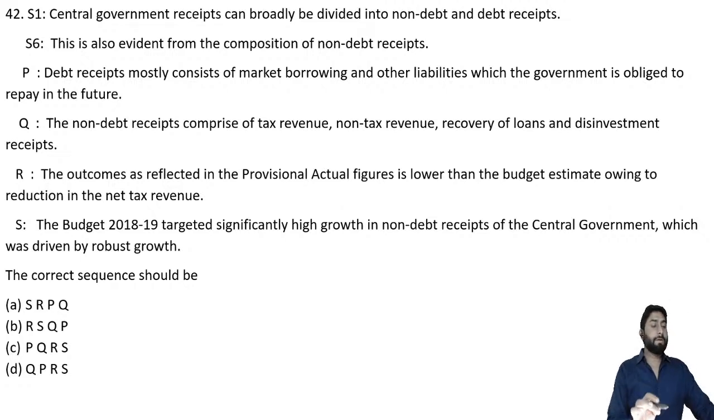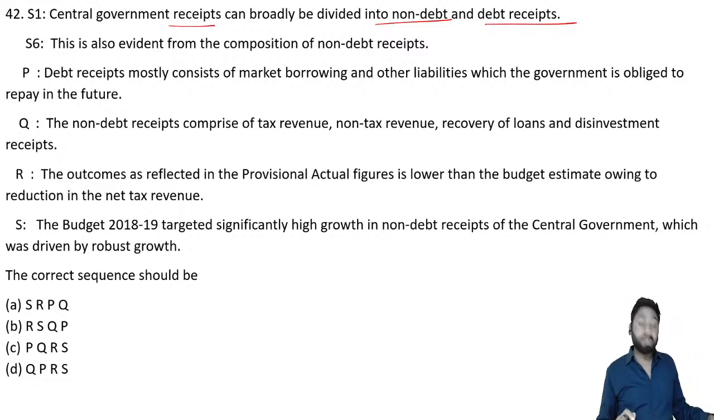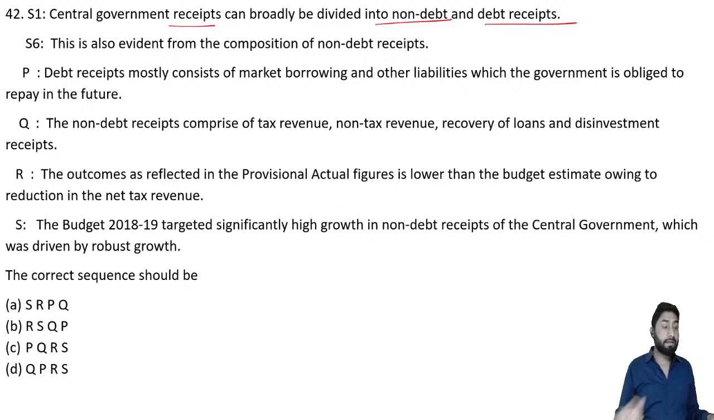Now let's do it. This is also: central government receipts can broadly be divided into non-debt and debt receipts. This is also evident from the composition of non-debt receipts, right? So these are the two sentences which are the beginning and the end, which are given. Now let's read the other options. So debt receipts mostly consist of the market borrowings. Anyway, here also you can take help from here. SR PQ are all there. I'm not getting much help from the beginning pair.